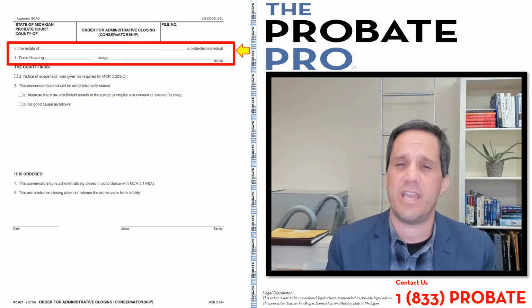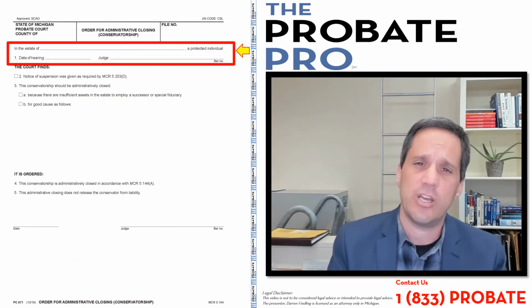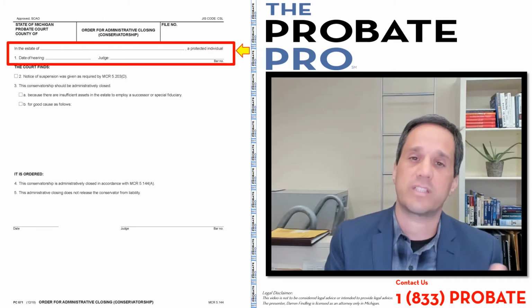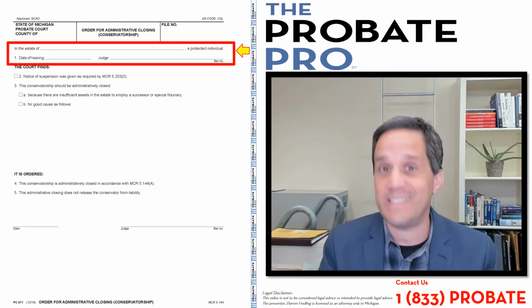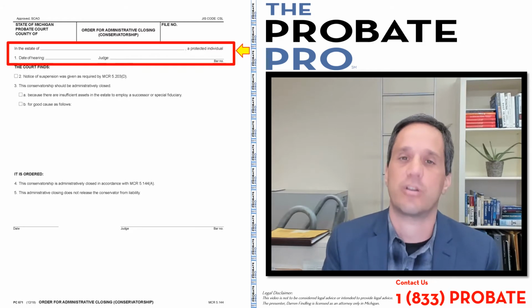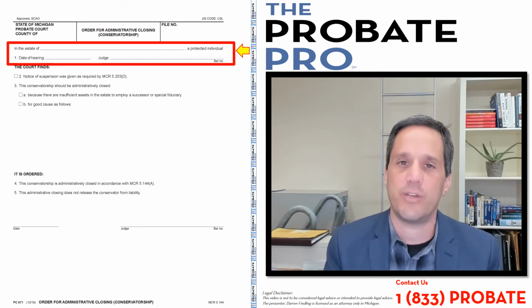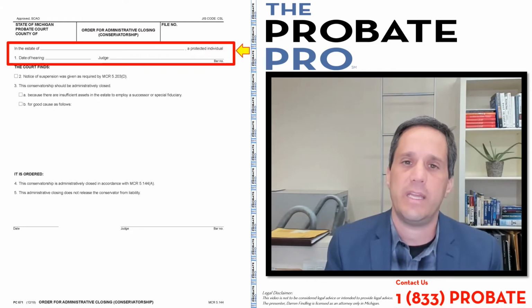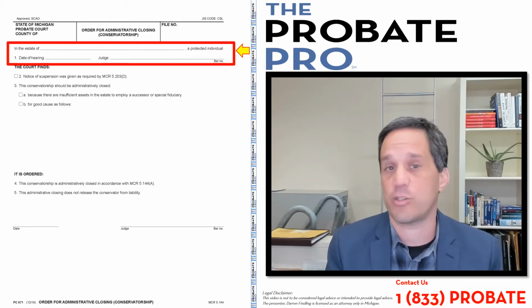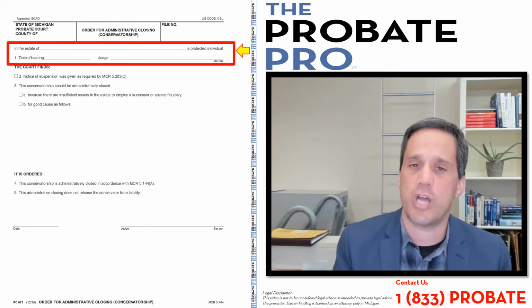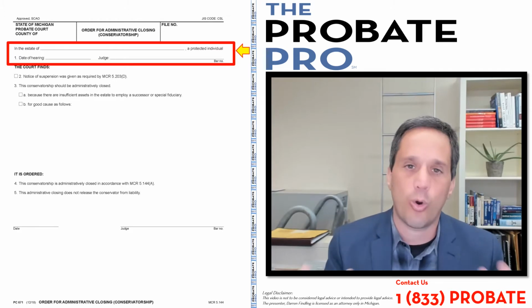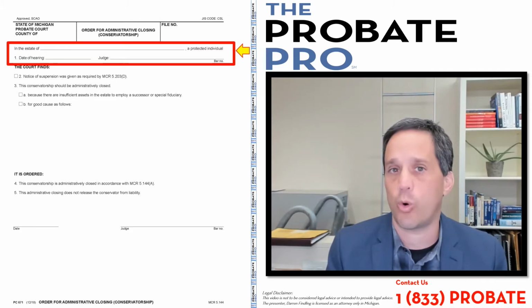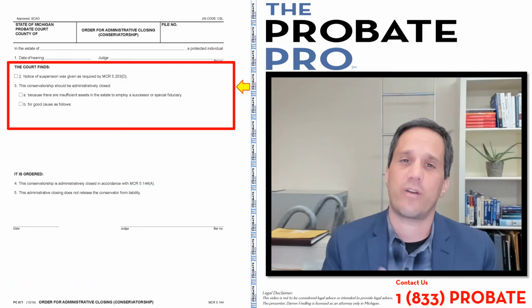Top left corner identifies the county, top right corner the case number, pretty intuitive, and then of course the estate name. And again, people get confused because the words estate of does not necessarily mean a deceased estate. It can also mean a conservatorship estate. So the name of the individual upon which the conservatorship is involved is identified there, as well as the date of the hearing, and then the judge that made or issued or entered this particular court order. Below, you'll see the court findings here.